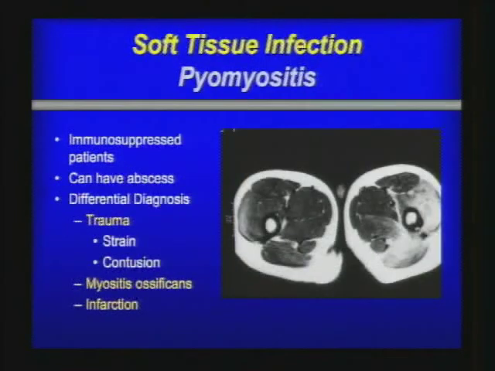Pyomyositis is typically found in immunosuppressed patients. They can have abscesses. A differential diagnosis includes trauma, strain, and contusion. You may occasionally see also myositis ossificans, which are all differential diagnoses. Keep in mind, trauma can also occur first, and then this area of trauma contusion can be infected.